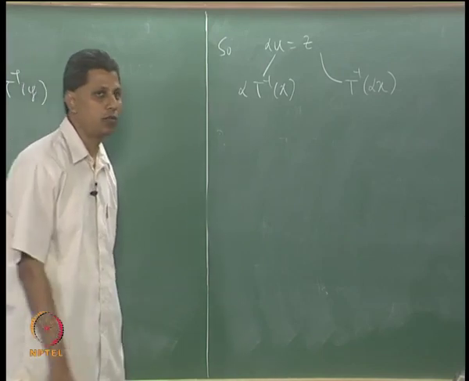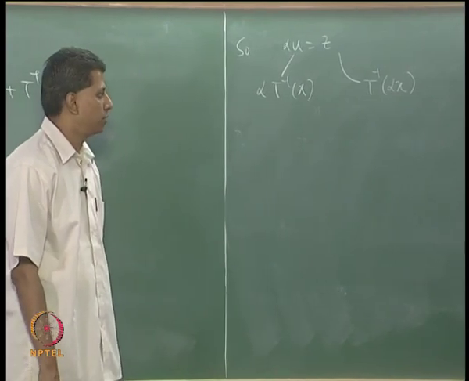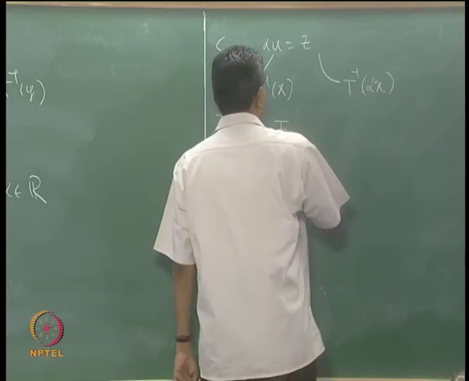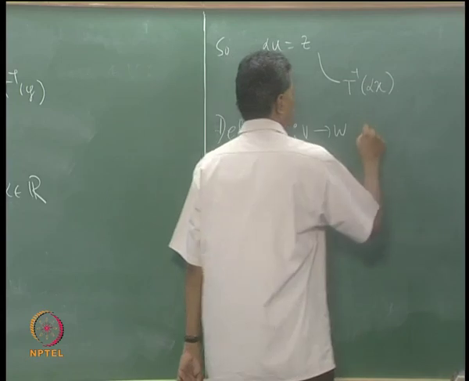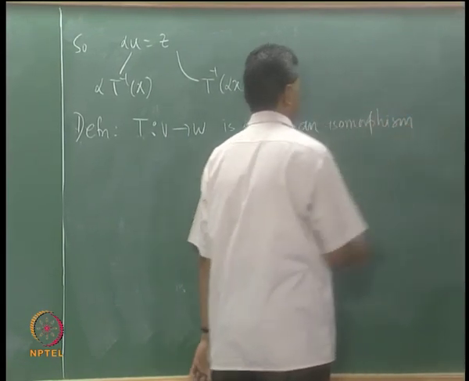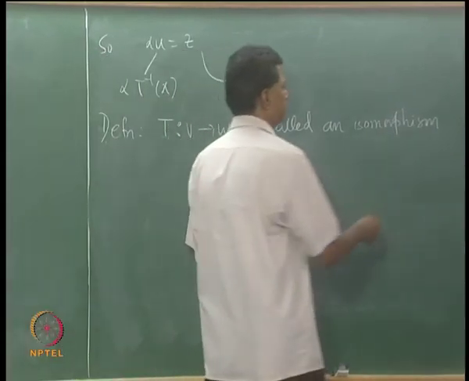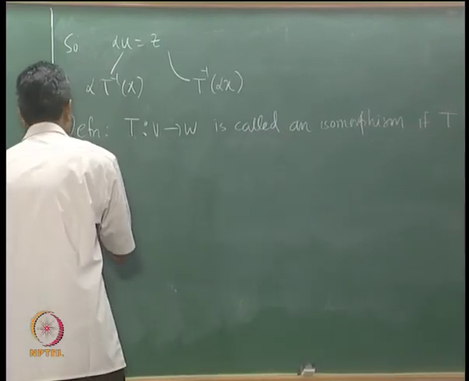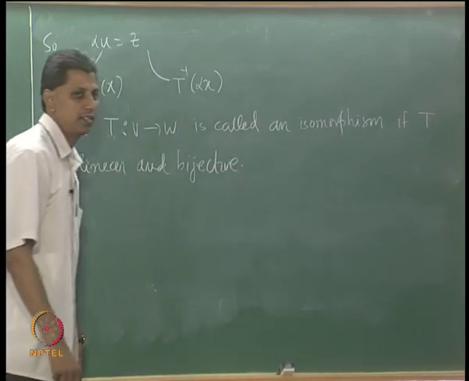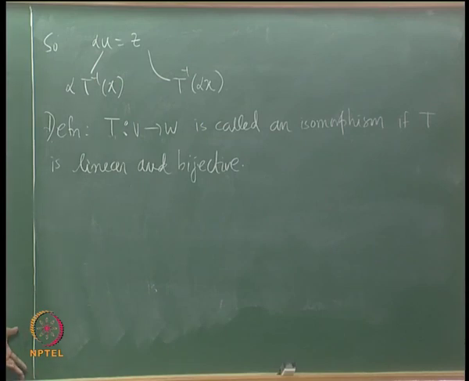Okay, now let us look at what an invertible linear transformation does on finite dimensional vector spaces. So we need the following definition. T from V to W is called an isomorphism if T is linear and bijective. Isomorphism means the same structure. Morphism is structure. Same structure, it preserves the structure. That is a special name for a linear transformation which is also bijective.